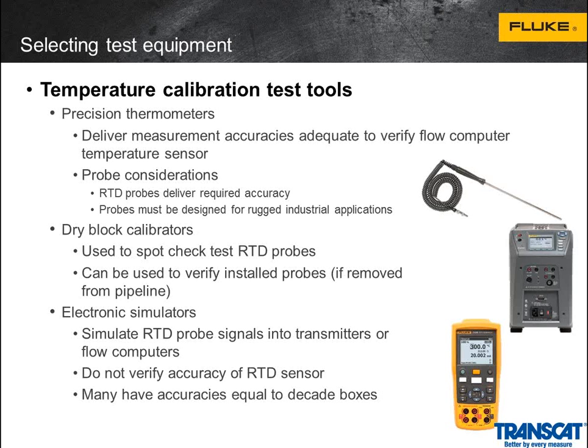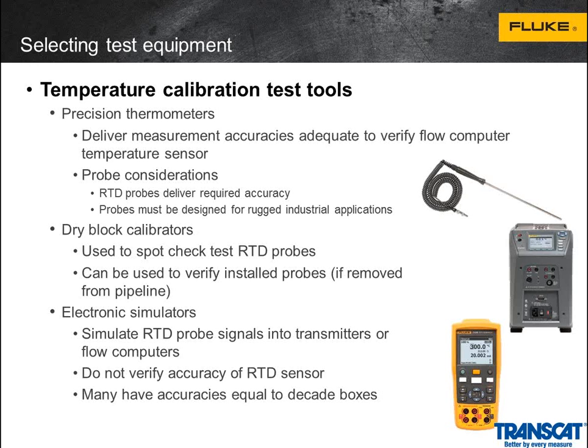Actually, the unit that is shown here can also verify installed probes on the pipeline. If you use this one, for example, in conjunction with a documenting process calibrator, it actually can auto-control the dry block, and you can insert your transmitter into one of the wells and basically allow the unit to auto-calibrate. And so it's something that you can actually set up and walk away from and have the unit basically verify that the transmitter is correct, or excuse me, that the probe is correct prior to reinstallation in the line.